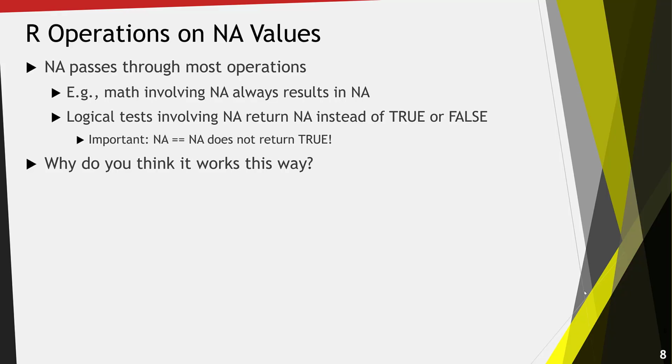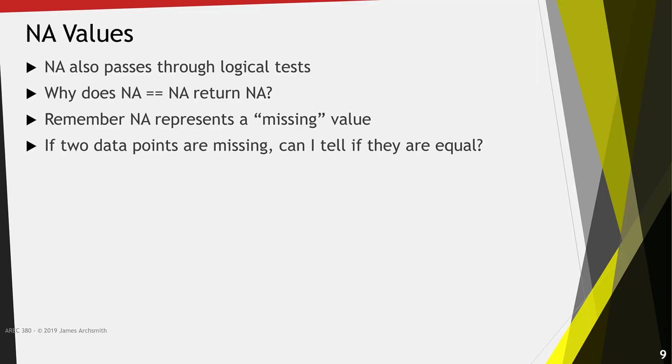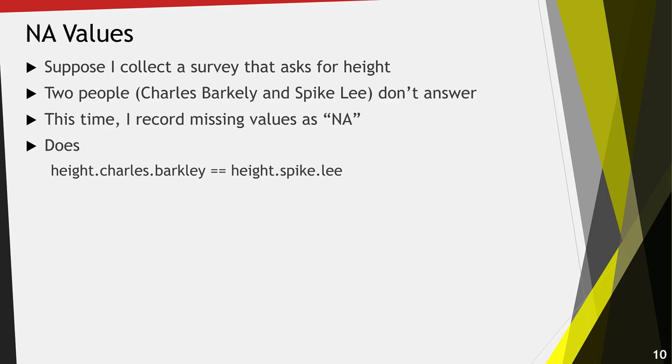Why do you think it works this way? Remember that NA represents a missing value. If 2 data points are missing, can I tell if they're equal? Suppose I collect a survey from people that asks for their height. 2 people who respond to that survey, Charles Barkley and Spike Lee, I'll call them, don't answer. So I'll record their heights as NA.